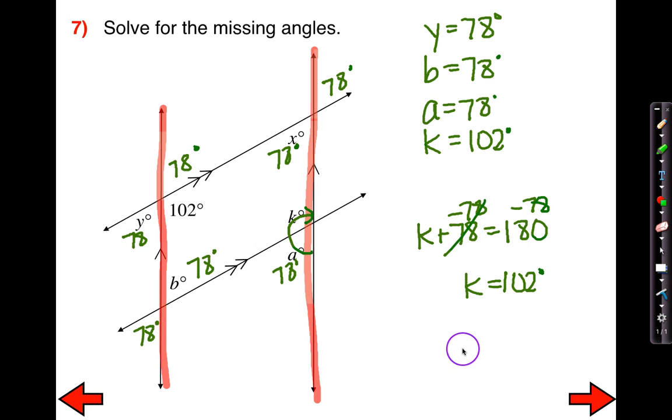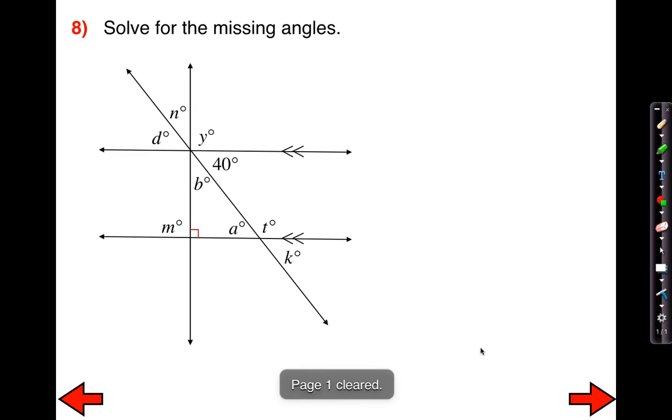So now, would some other people use different characteristics, maybe alternate interior, alternate exterior? Yes, and that's okay. I just did corresponding because it's easy for me. Now, it's totally subjective. You do what you feel is easiest for you. Okay, so now pause the video and try number 8 on your own.